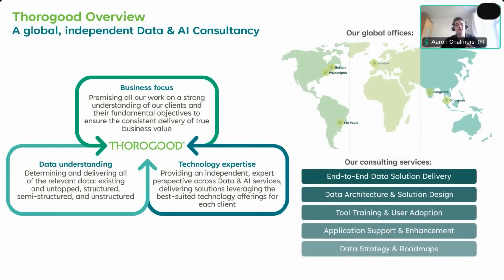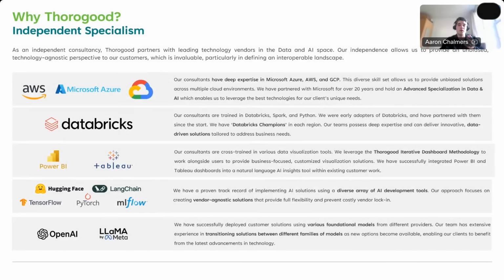From a Genie perspective, we can work with your company to understand your enterprise architecture, how we can apply Genie for insights generation, and any other use cases you may have within your organization. As mentioned, our independency allows us to provide an unbiased, technology-agnostic perspective to our customers. We have deep expertise in Microsoft Azure, AWS, and GCP, allowing us to leverage the best technologies for our clients' unique needs.